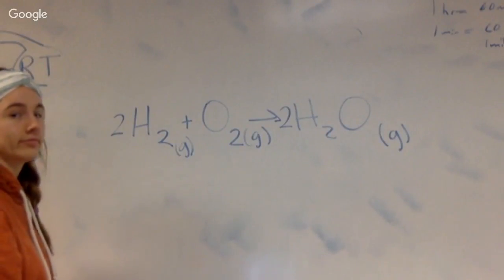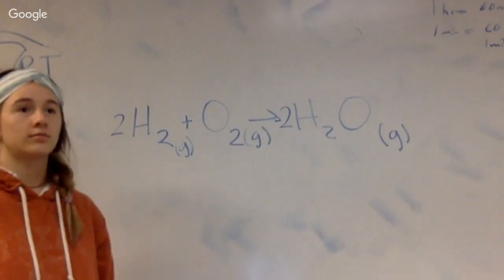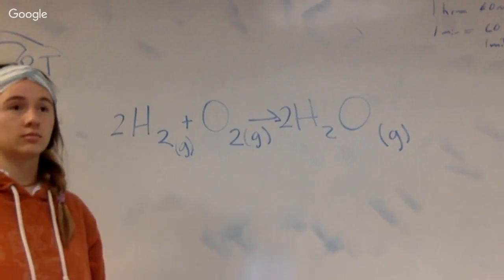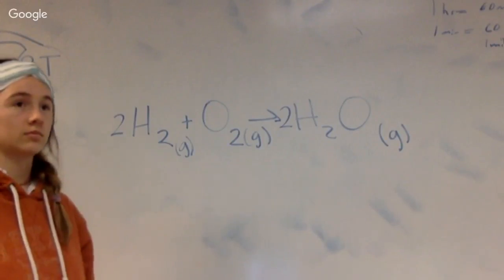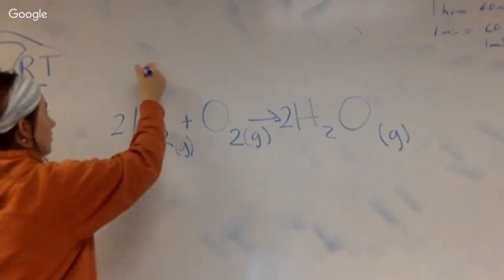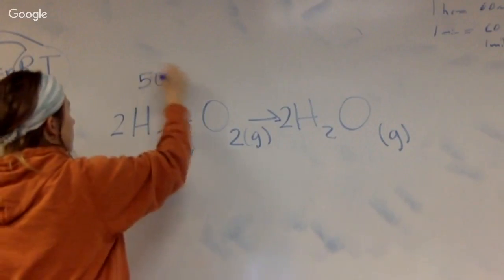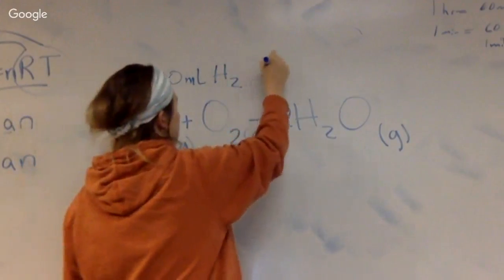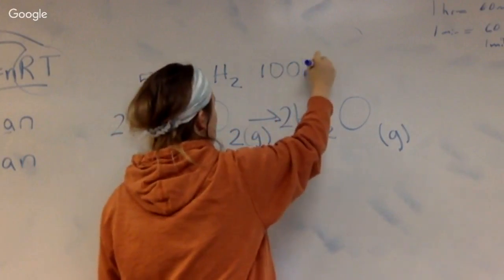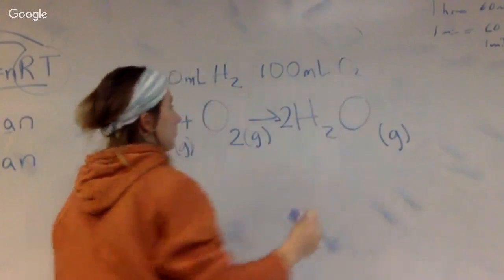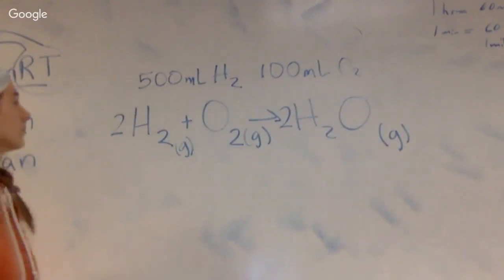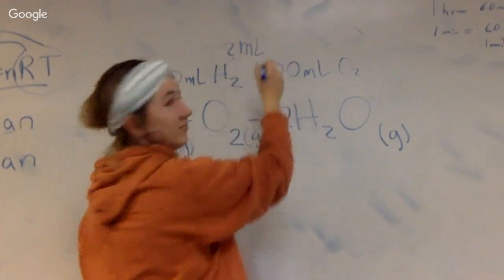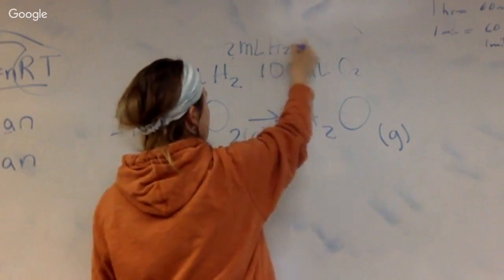Are you with me? Now, what if I gave you this? This is the recipe right there. But what if I gave you these 2 quantities of H2 and O2? Let's say I gave you 500 milliliters of H2 and 100 milliliters of O2, and I asked you how many milliliters of H2O are formed. O2 is your limiting reactant.